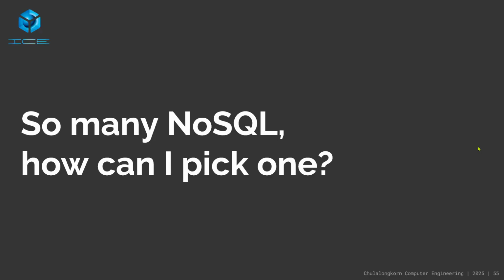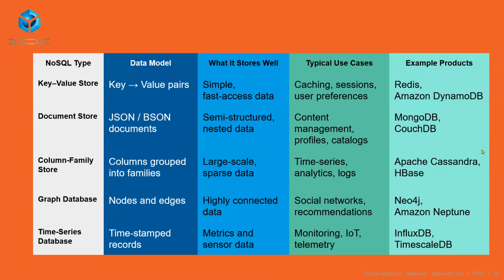Now, so we know that we have so many NoSQL. So these are some of the NoSQL types. Of course, I'm not saying that these are everything, because there are more, but these are some of the popular ones. Let's start with the key value store.